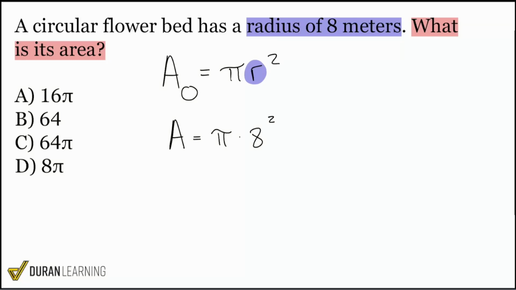Question, are we replacing pi with 3.14? No, at least not yet. Yeah, sure, B just doesn't have pi in it, but A, C, and D have pi. So I'm going to leave pi as pi. And if whatever this turns into is one of these, then hey, we're good. We are good.